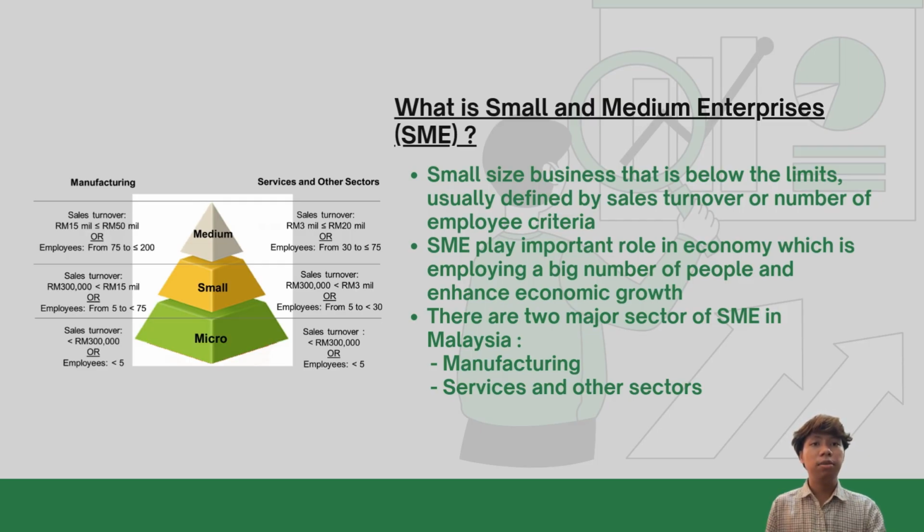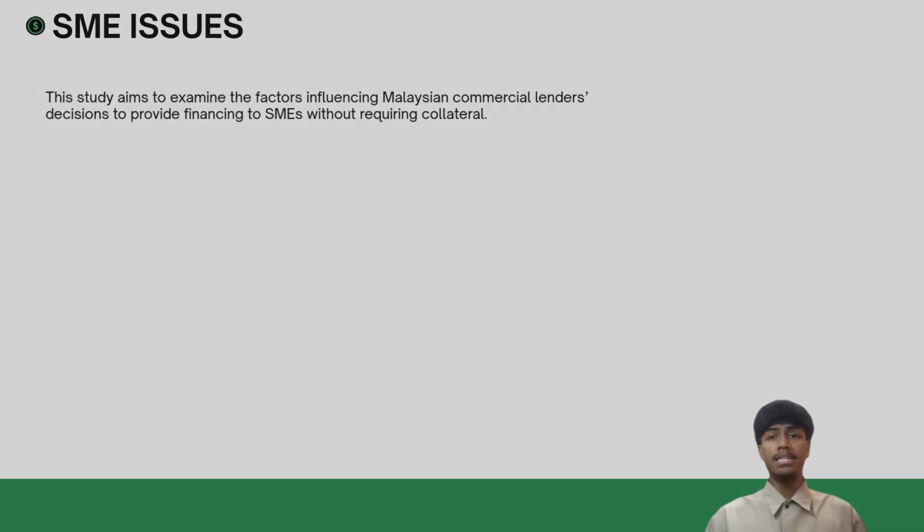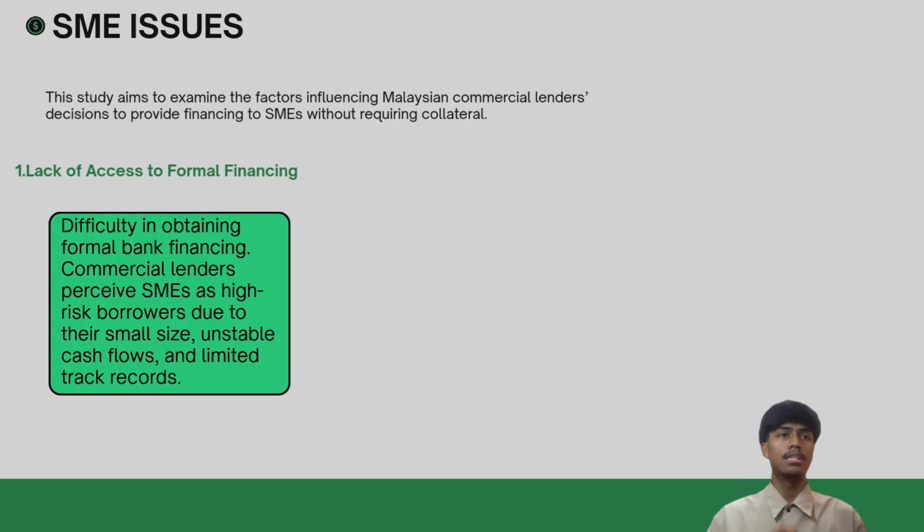In Malaysia, SMEs are divided into two major sectors: the first is manufacturing and the second is services and other sectors. Next part is SME issues in the article. This study aims to examine the factors influencing Malaysia's commercial lenders' decision to provide financing to SMEs without requiring collateral. So, the first part is lack of access to formal financing.